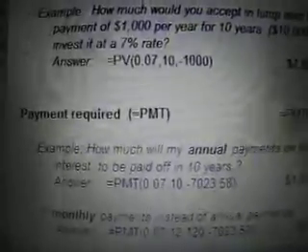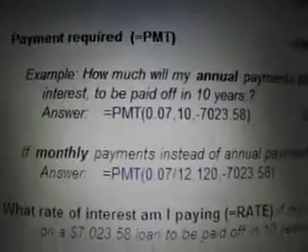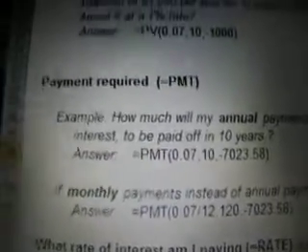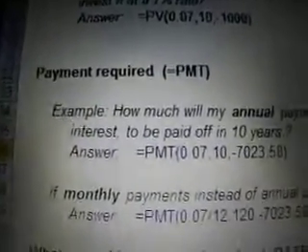Moving on to the next example. Now in this case, we are going to compute the payment.